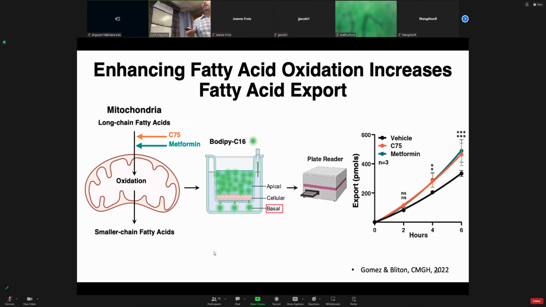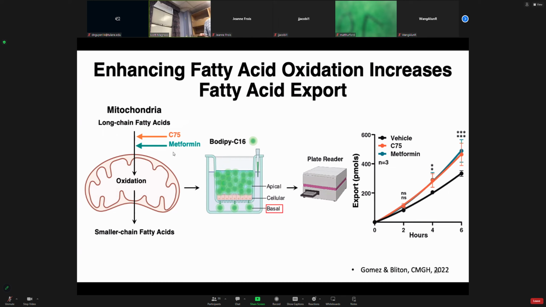And so when we potentiate fatty acid oxidation, what we see is an increase in smaller chain fatty acids with both of these drugs. The black line is control with vehicle alone, and with both drugs, we see an increase in short chain fatty acids coming out the basal side. And so our system seems to be working quite well.